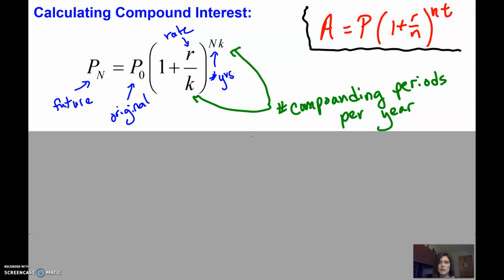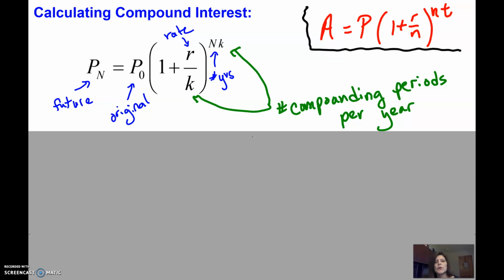Okay, so P sub n, still future amount. P sub 0, still the original amount. And r is still the rate, which is good. n is still the time in years. The k is the new thing. So k is going to represent the number of compounding periods per year.